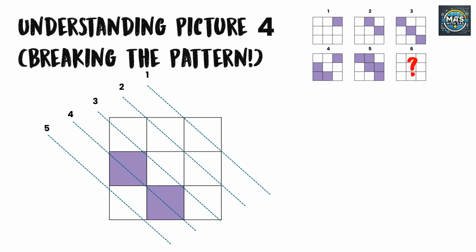Now here's the first challenge. We need to place 4 purple squares, but the fourth diagonal can only hold 2 squares. What happens next? Since we can't fit all 4 purple squares in one diagonal, the remaining squares wrap back to the first diagonal. So now we have: fill the fourth diagonal with 2 squares. Move 1 square to the next diagonal. Wrap back to the first diagonal for the last square.